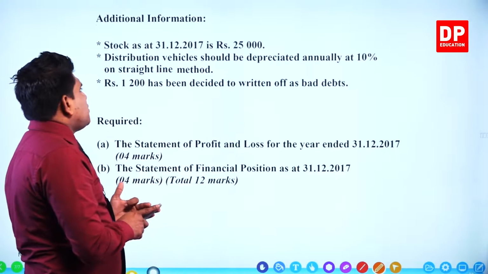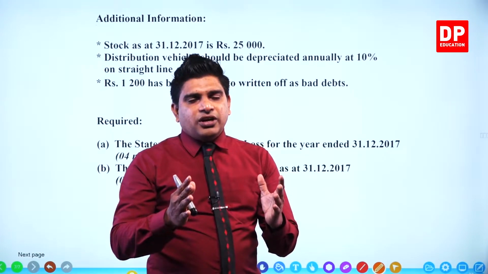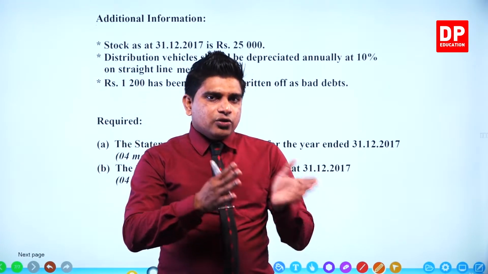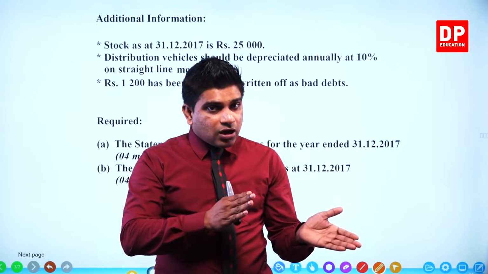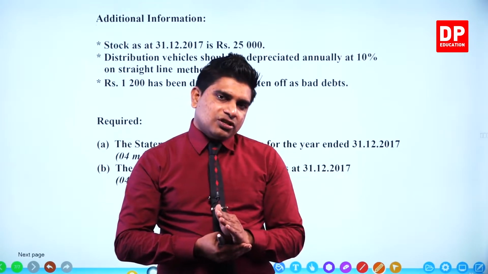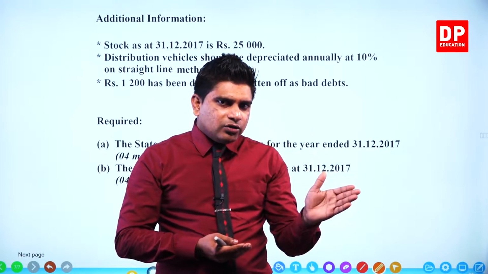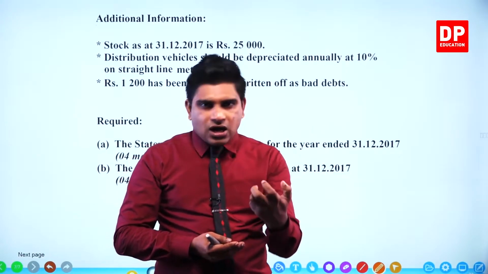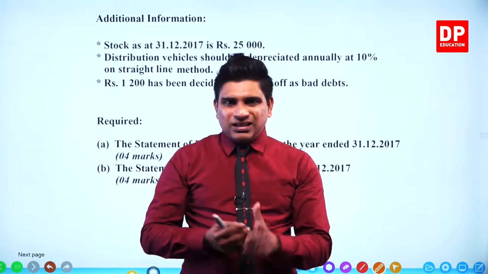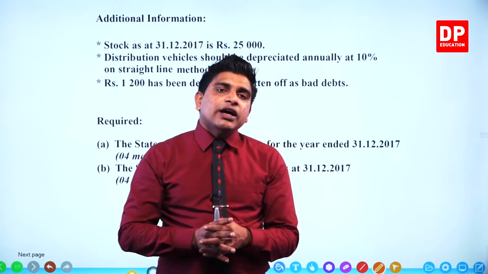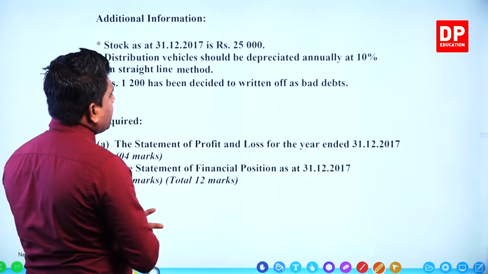Then distribution vehicle should be depreciated annually at 10% on the straight line method. Straight line method means every year when you calculate the depreciation, you consider the cost of the non-current asset. The 10% of 100,000 is 10,000; 200,000 into 10% is 20,000; 500,000 into 10% is 50,000. Every time you consider the cost of the property to calculate depreciation under the straight line method. But there's another method, the reducing balance method, but it is not in your syllabus, right? Okay. Now 1,200 has been decided to be written off as bad debts.